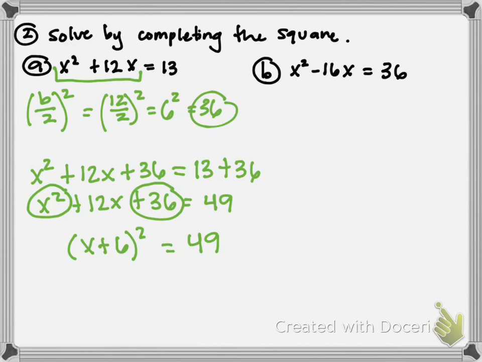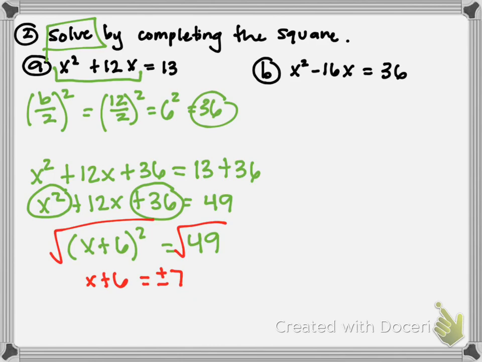All right, so my goal up here was to solve, right? So I have to solve for x. So how do I undo a square? I'm going to take the square root of both sides, right? What is the square root of (x plus 6) squared? Well, that would just be plain old x plus 6. What's the square root of 49? Remember, there can be two answers. It's either positive 7 or negative 7.